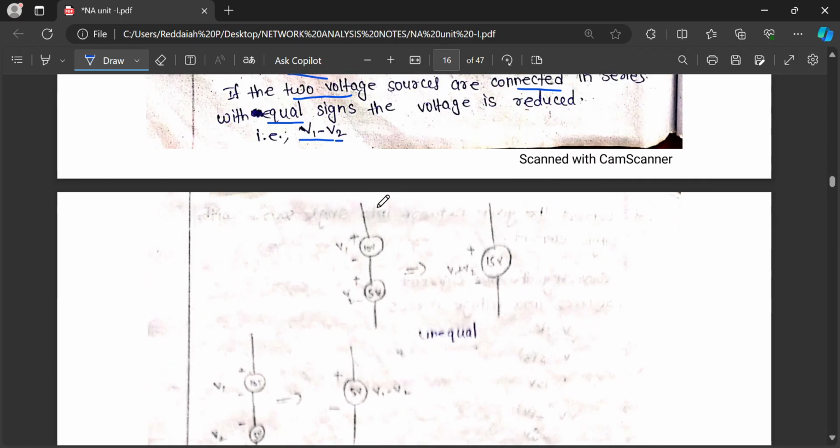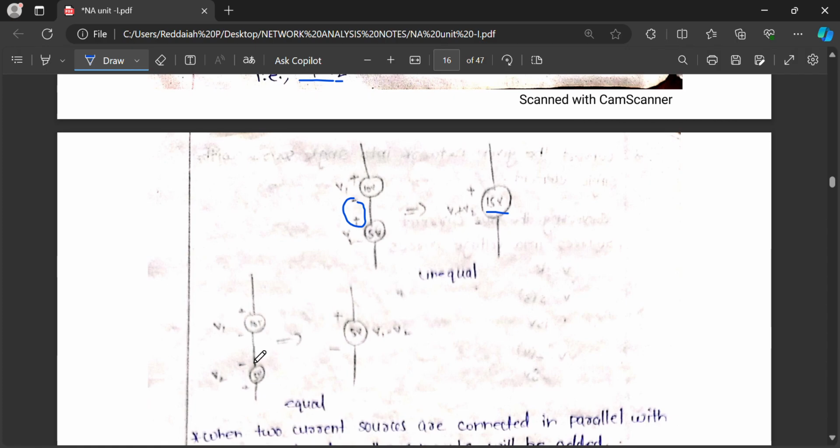You can see here. Suppose two voltage sources, 10 volts and 5 volts, are connected in series, then we can add them to get 15 volts, because they are connected with unequal signs, plus and minus. If two voltage sources are connected with equal signs, V1 and V2, it is V1 minus V2, so 10 volts minus 5 volts is 5 volts.